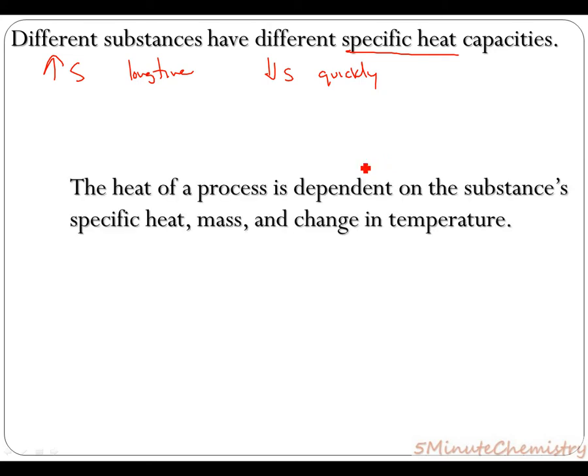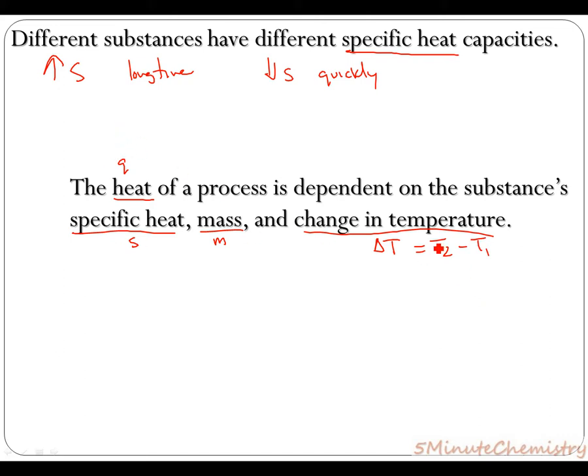Now, the heat of a process depends upon the substance's specific heat, S, its mass, which we're going to say is little m, and its change in temperature, delta T. So the way that these relate is the heat energy of the process, Q, is equal to specific heat times mass times change in temperature. To be clear about one thing here, a change in temperature, this delta T, comes from our final temperature, T2, minus the initial temperature, T1.